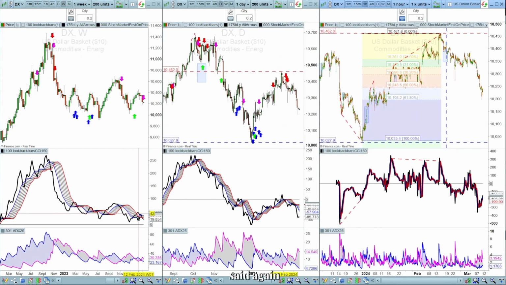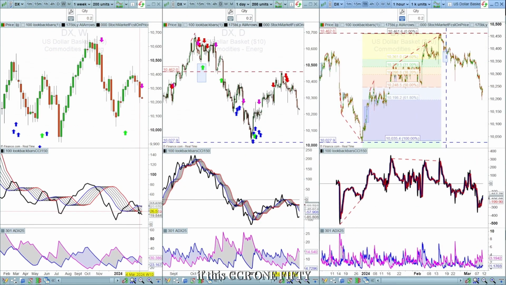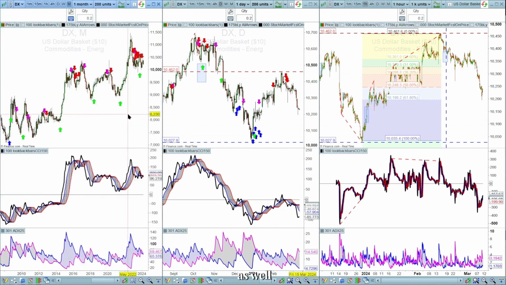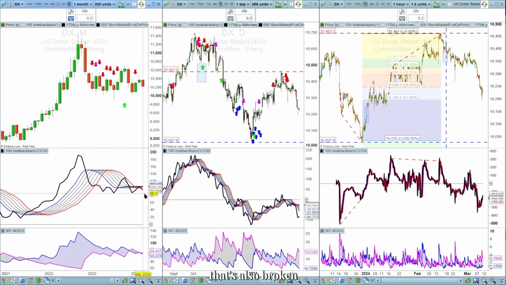But as I said again, if this CCI 150 drops below this moving average range, then it's a bearish outlook on all time frames. You can see that the weekly and the daily are showing that. And if I zoom out on the monthly as well, that's also broken and still in a bearish mode on the monthly time frame.